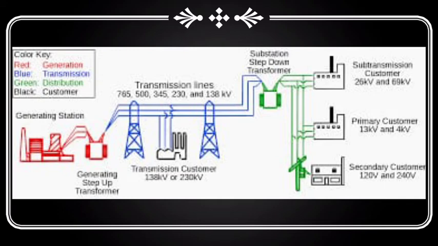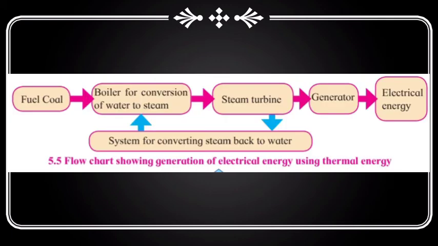The steam is converted back into water and the water is recirculated to the boiler. This is shown in the following chart on the screen right now. You can see in the chart, fuel is burned in the boiler for the conversion of water into steam. Steam turbines start rotating, and the steam is converted back to water. Next, the steam turbine is connected to the generator and the generator generates the electrical energy as we need it over here.